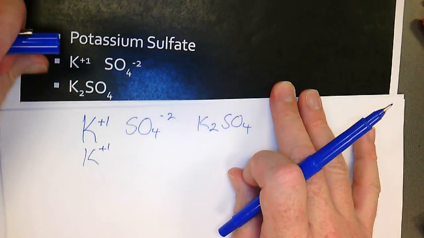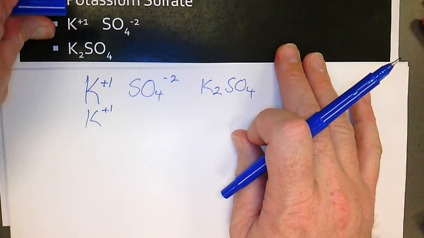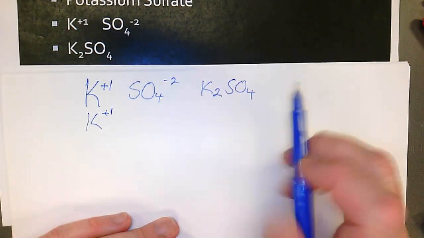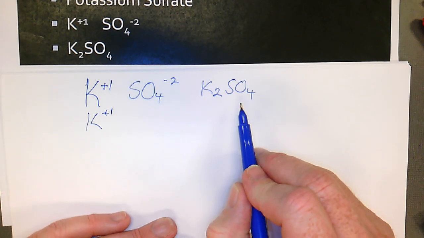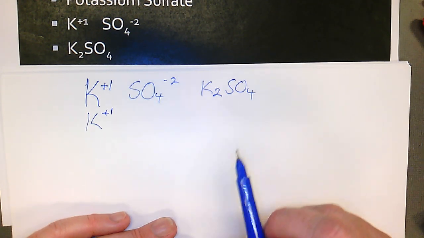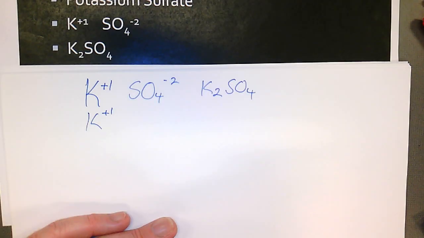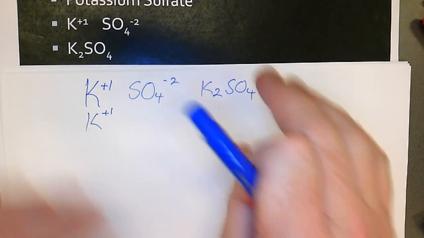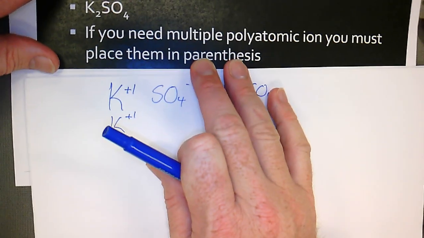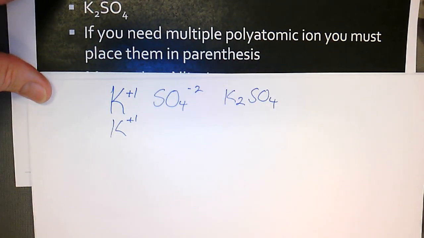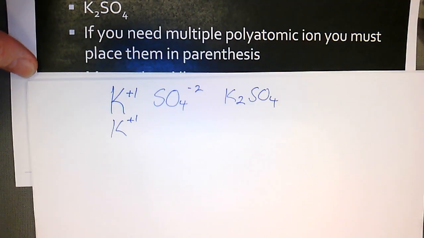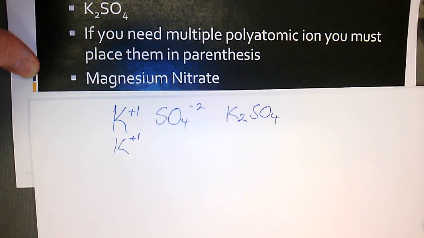All right, do a little scrolling. All right, so you might say, okay, that's great if I only need one of the polyatomic ion. What if I need more than one polyatomic ion? You might say that, right? Somebody might say, what if I need more than one? I'm glad you asked. If you need multiple polyatomic ions, you must place them in parentheses. What? What do you mean? All right, let's look at one, shall we?